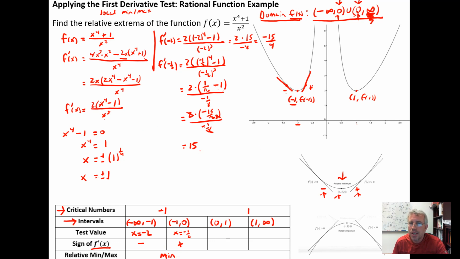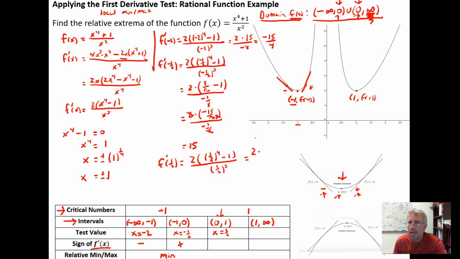And then we play the same game again. Pick, in the next test interval, a value of x that's in that interval. And then we're going to evaluate f prime at the 1/2, which is going to equal, plug the 1/2 in, 2 times 1/2 to the 4th power minus 1 all over 1/2 cubed. And so the calculation is going to turn out to be the same as it was here, except the denominator will be positive instead of negative.